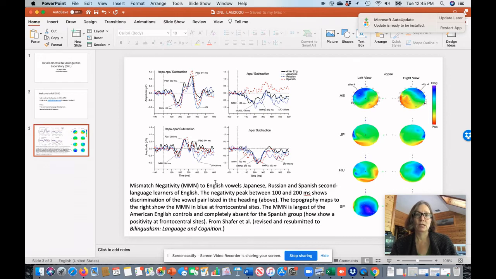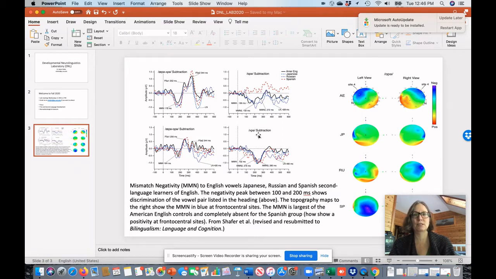This just shows you one study that we've recently submitted for publication. This was a study of second language learners of English who had Japanese, Russian, or Spanish as their first language. We used a neurophysiological method, specifically the mismatch negativity, to examine discrimination of American English low vowels, which can be difficult for second language learners. In this case, we are looking at discrimination of APA versus UPA and APA versus APA, as well as APA versus UPA. And in this study, we found a clear mismatch negativity for the control American English speakers.